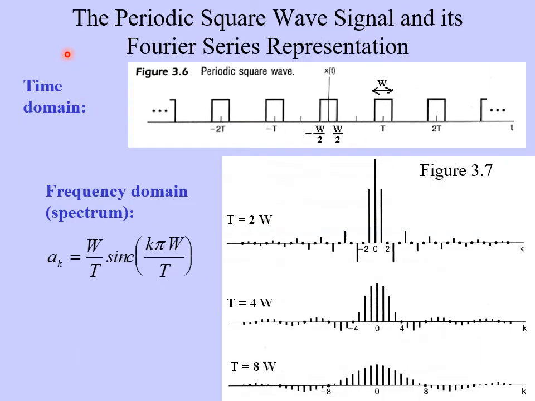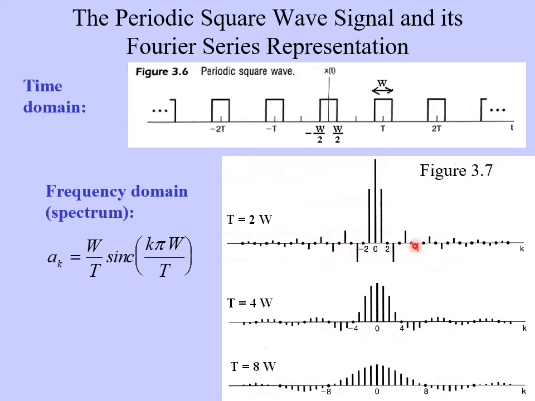So let's plot these out and see what it looks like. Again, what we're doing here is, in the time domain, we have a periodic square wave, which is given by this. This is that same diagram from the previous slide. And our Fourier coefficients, a sub k, are given by this sinc function here.